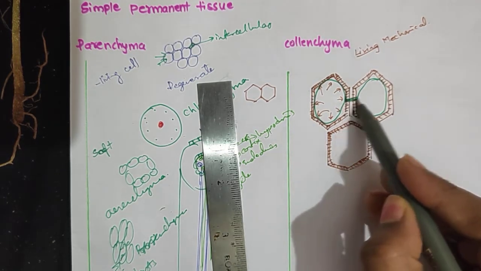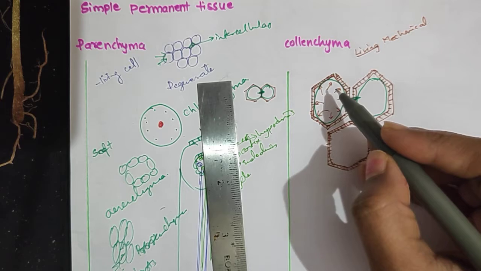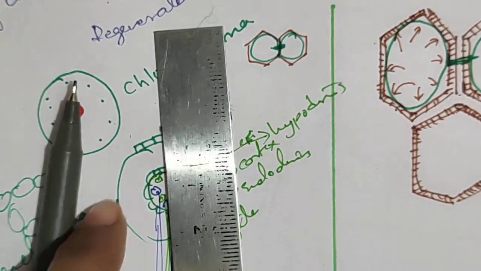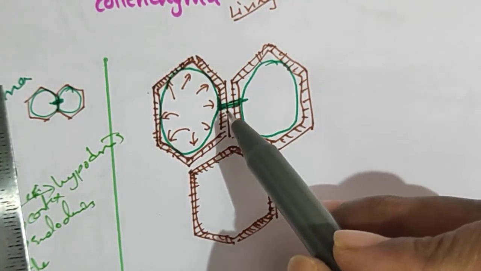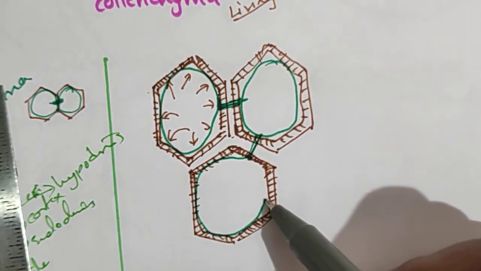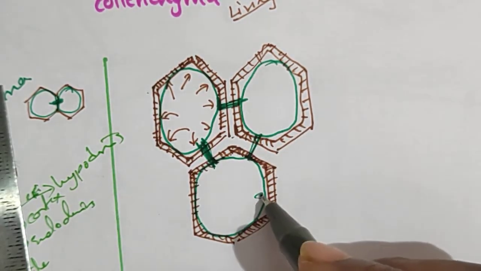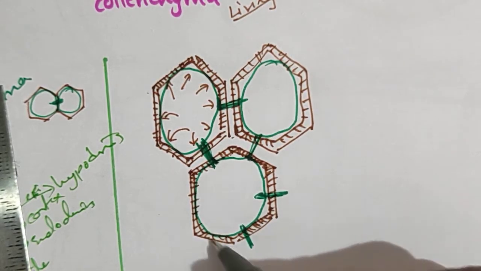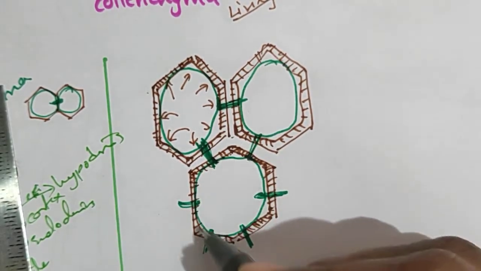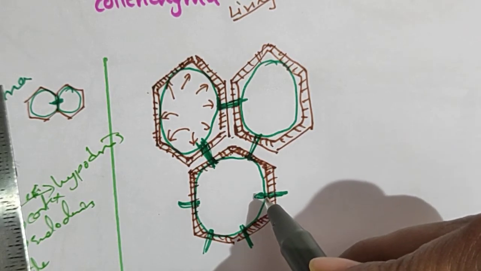The plasmodesmatal connection was there in the parenchymatous cells also. What I have drawn with this green color is actually the plasma membrane, and the plasmodesmatal connection is seen from one cell to the adjacent cell. In this fashion, each and every cell has plasmodesmatal connections, so that due to that connection, the transportation of food or water can occur very smoothly.